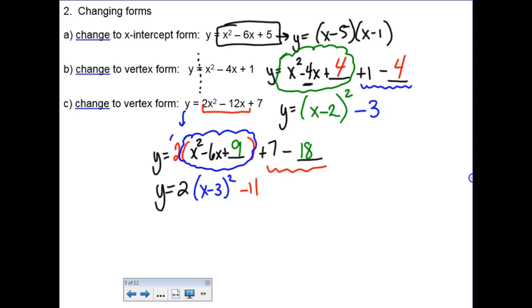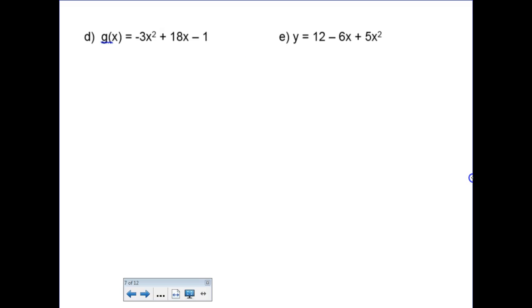Okay. Let me see what's coming up next. We're going to jump ahead, actually, if you don't mind, to letter D at the bottom of the page. Do you see letter D? It says g of x equals. Just because we're going to stick with going to vertex form, I'm going to show you the other method for going to vertex form that does not involve completing the square. Some kids do not really enjoy completing the square on a good day, and they really don't enjoy it when there's a coefficient of 2, or 3 or 4. So I'm going to show you another method.